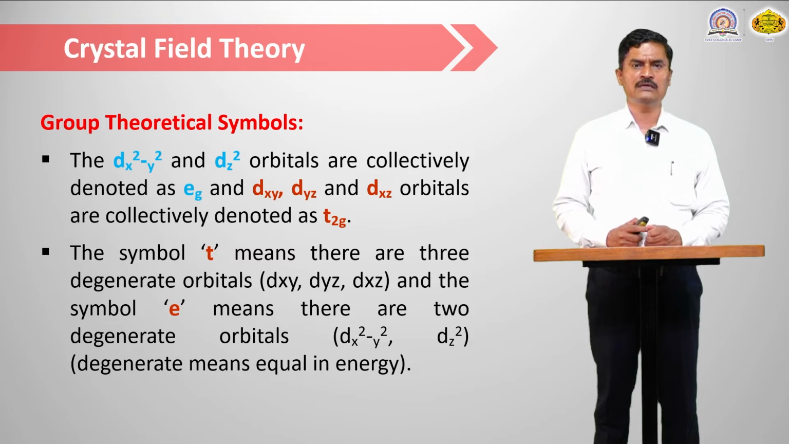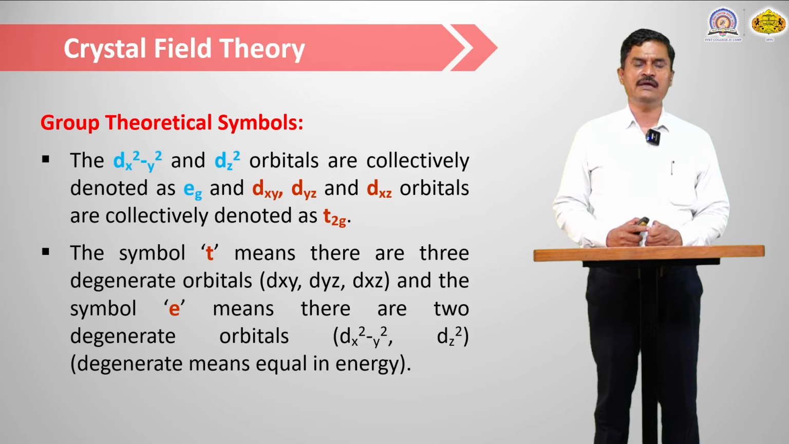In this theory, different types of group theoretical symbols are used. The dx square minus y square and dz square orbitals are collectively denoted as EG orbitals. These two orbitals are known as EG orbitals, and the dxy, dyz and dxz orbitals are collectively denoted as T2G orbitals. The symbol T means the triply degenerate orbitals.